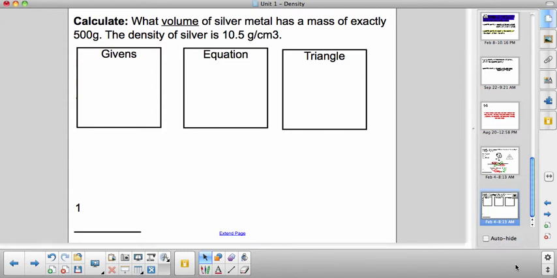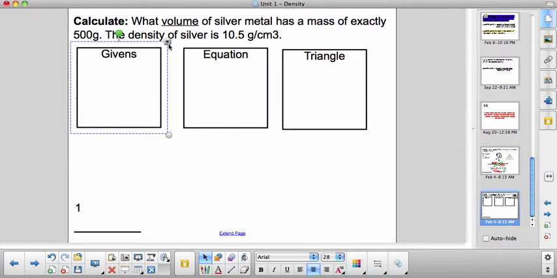In this video, we're going to take a look at how to solve for volume using our density equation. So we are looking to solve for the volume of silver metal that would have a mass of exactly 500 grams, and we know that the density of silver is 10.5 grams per cubic centimeter. So these are the values that they gave us in the problem.